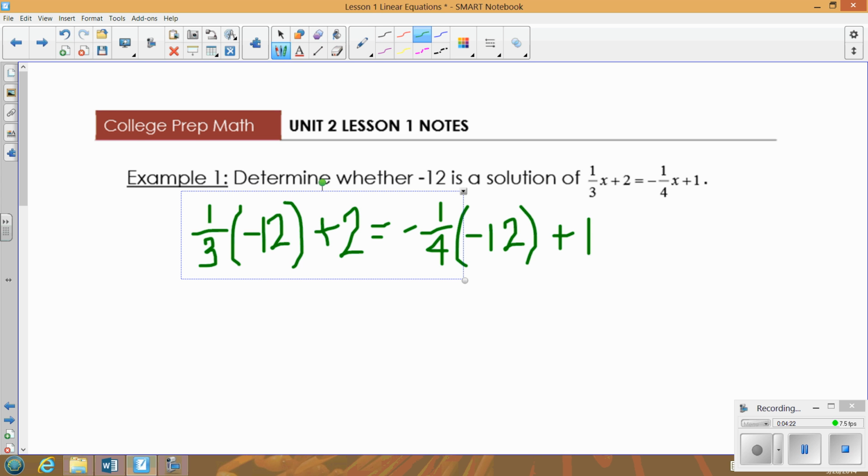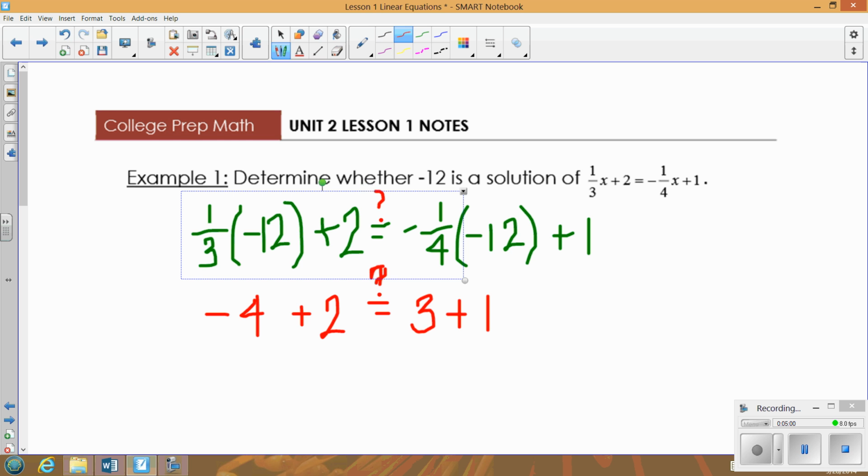So I plug that in, and then you start simplifying. Remember, I'm looking at negative 12 times 1/3, which is really like saying negative 12 divided by 3. So that's going to be negative 4 plus 2. Basically, you're trying to see if, when I plug in negative 12, both sides of the equation are equal. So negative 1/4 times negative 12 is like saying negative 12 over negative 4. So that's going to become 3 plus 1.